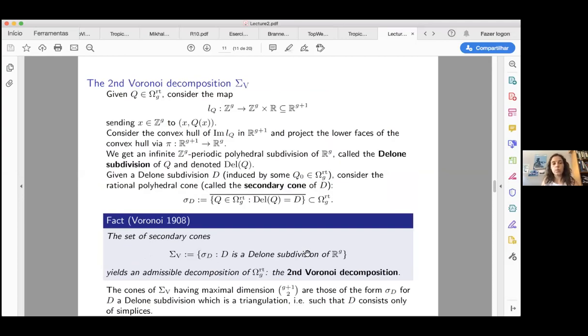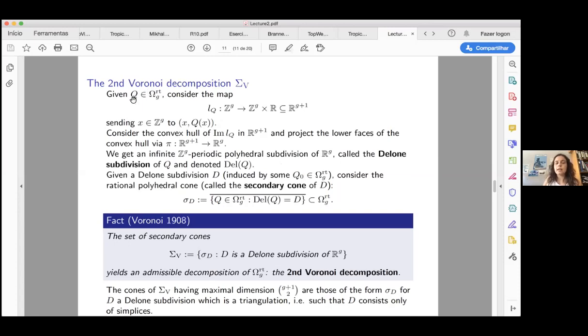So the second decomposition that I mentioned before is the second Voronoi decomposition. So how is this set? Maybe you know about the Delone subdivisions, and this is the decomposition associated to the Delone subdivisions of R^g. So let's define it carefully. Maybe you didn't see it yet.